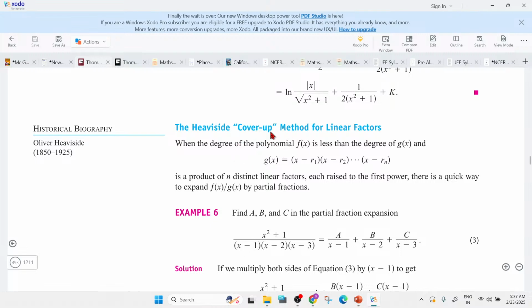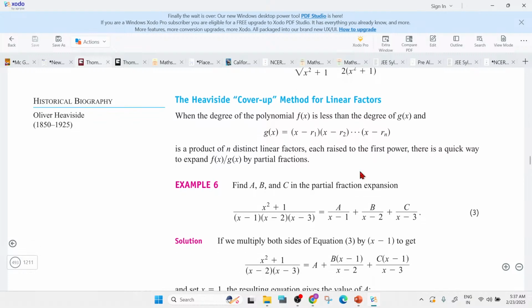Denominator with non-repeating linear factors. Please remember this: the Heaviside method. All linear factors are different. Understood? Yes, sir.